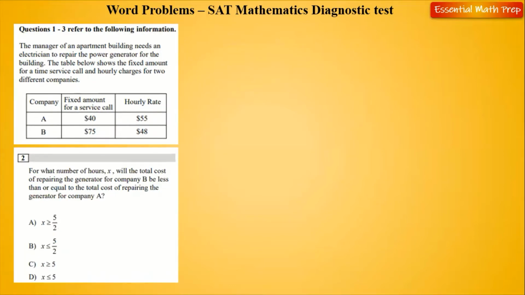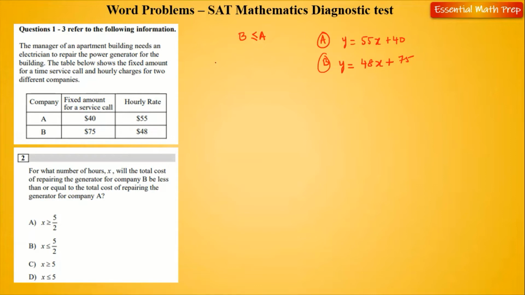In the second question, you're asked, for what number of hours will the total cost of repairing the generator for company B be less than or equal to the total cost of repairing the generator for company A? They made the problem very simple. The basic premise is B is less than or equal to A. So let's write 2 separate expressions, one for B. We've already written one for A. We know for A, Y equals 55X plus 40, right? And for B, Y equals 48X plus 75.